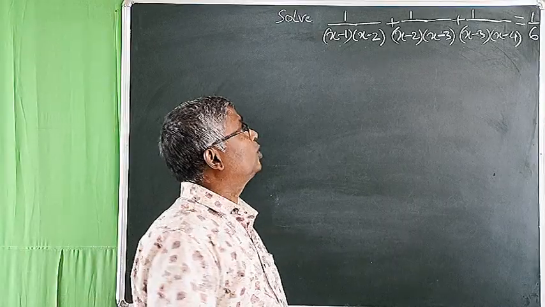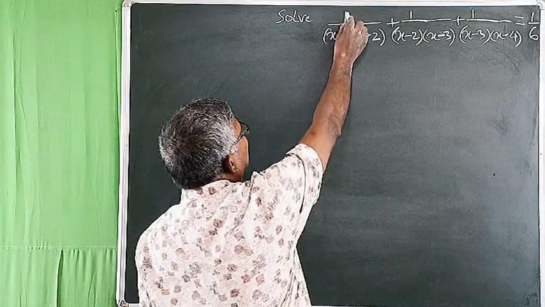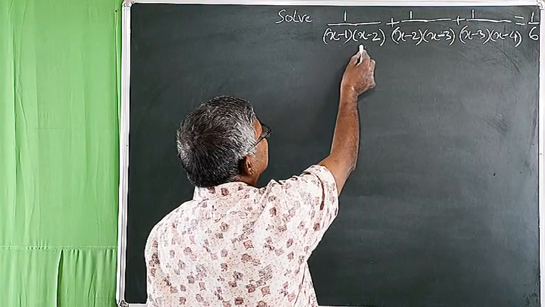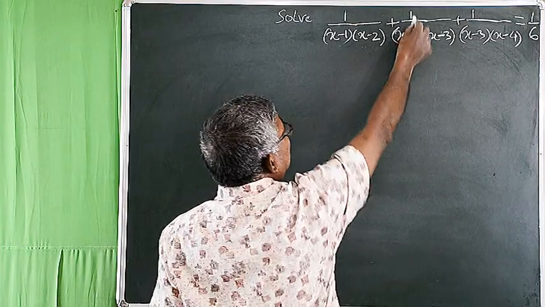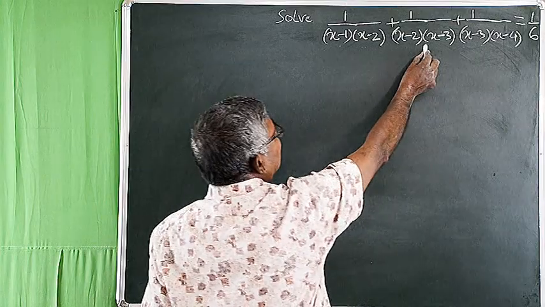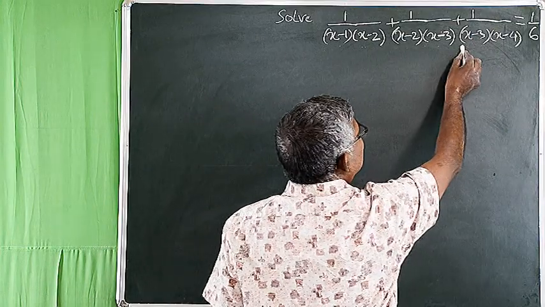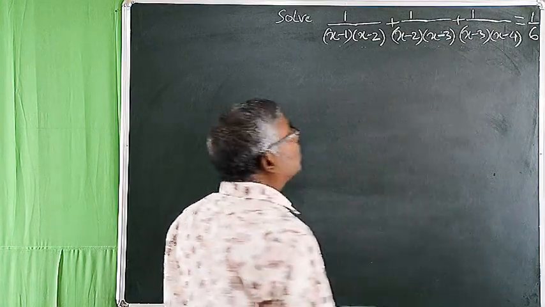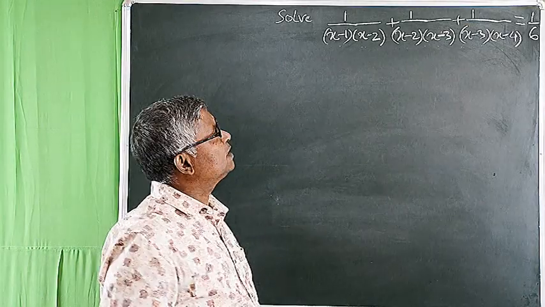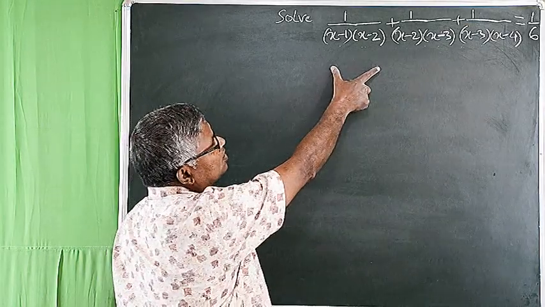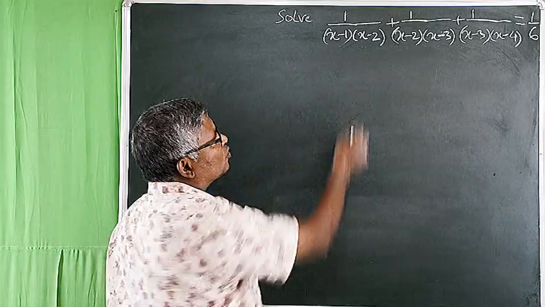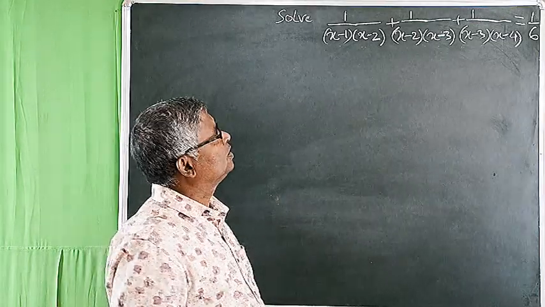Students, let us solve the next problem. 1/((x - 1)(x - 2)) + 1/((x - 2)(x - 3)) + 1/((x - 3)(x - 4)) = 1/6. Students, here see, the equation is not in standard form. So we have to simplify the equation.